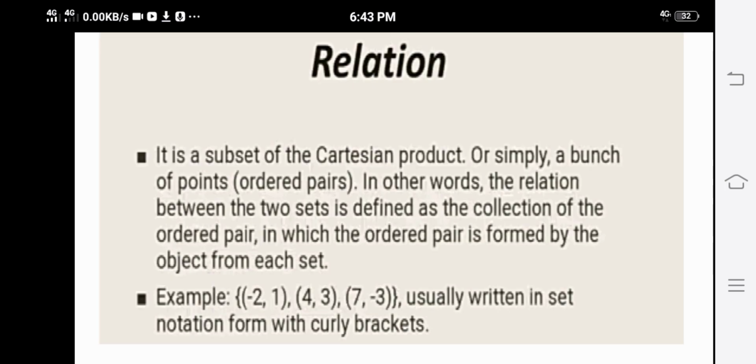So when we say relation, it is a subset of the Cartesian product, or simply a bunch of ordered pairs or points. In other words, the relation between two sets is defined as the collection of ordered pairs, in which the ordered pair is formed by the object from each set. Example, the set 2, 1, negative 2, 1, 4, 3, 7, negative 3, usually written in set notation form with curly brackets.